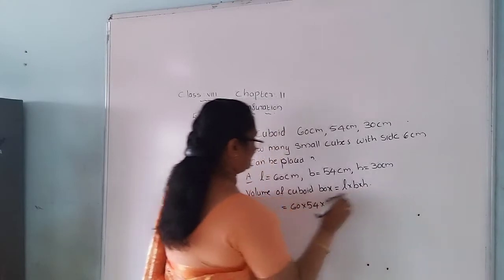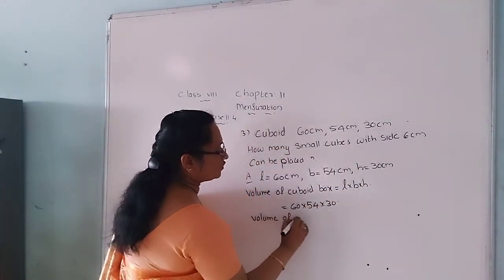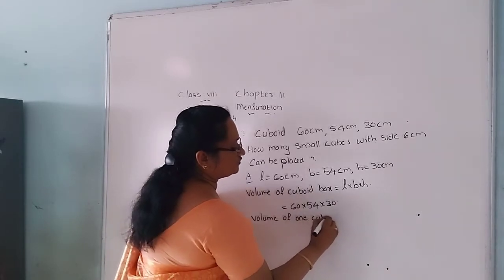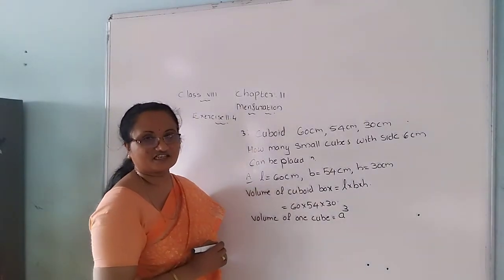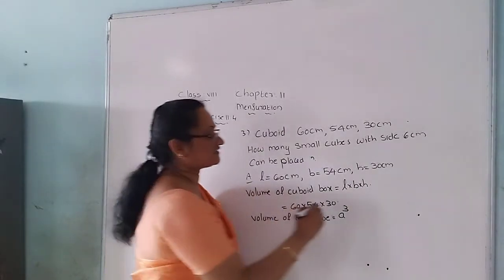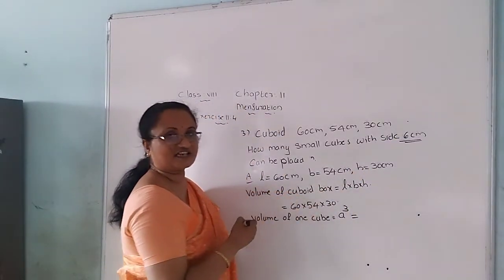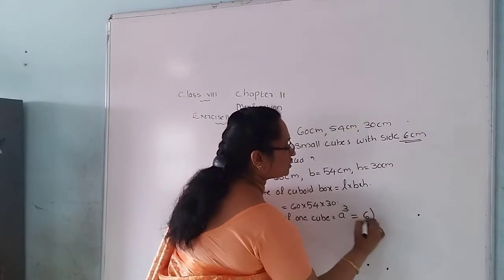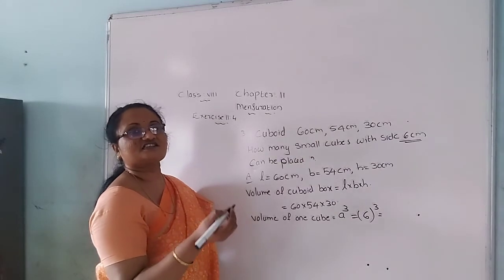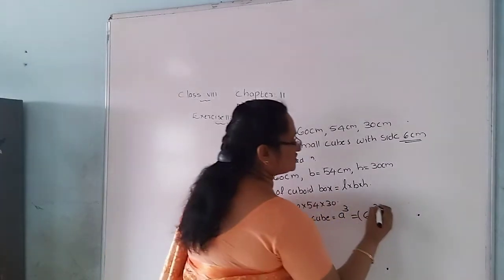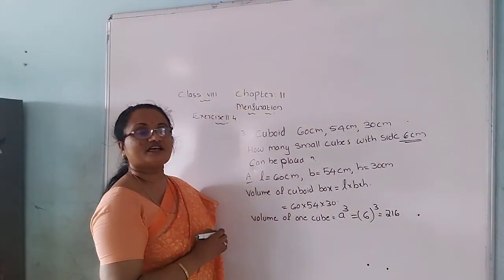The next: find the volume of one cube. The volume formula for a cube is side cube, a cubed. The side value is given: 6 centimeter is the side of the cube. A represents the side value. Instead of a, place 6. 6 cubed means 6 into 6 into 6. 6 sixes are 36, and 36 into 6 becomes how much? 216. 6 cubed is 216.